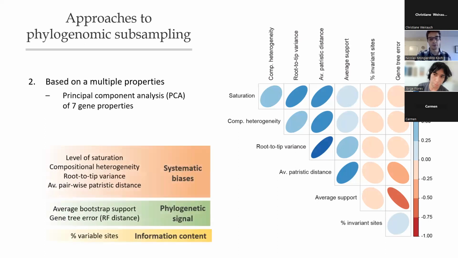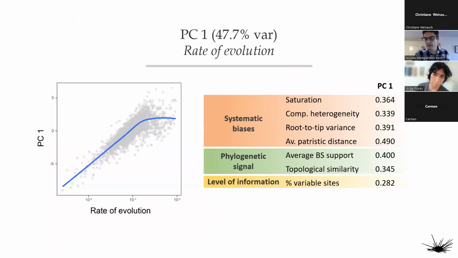And so we performed a PCA analysis on 7 gene properties, and these were selected because they're a number of properties considered to be conducive to systematic biases. There's some that are considered proxies of phylogenetic signal, and there's one that's just a metric of the overall information content of the genes. And we were very surprised at first to find out that the first single PC dimension that's found accounts for roughly 50% of the total variance within this problem.